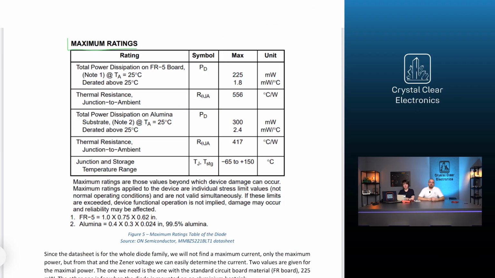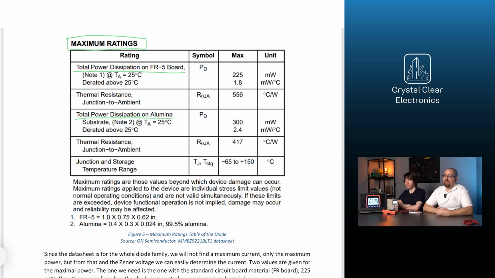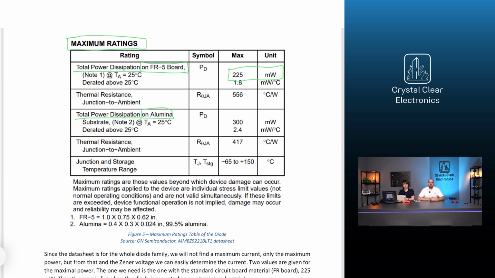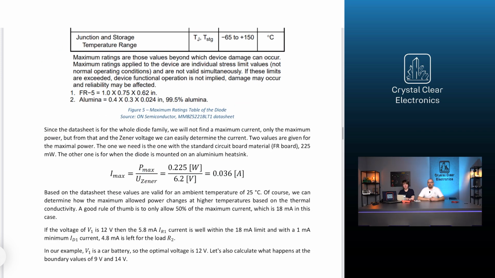Also, look at the maximum current that can flow through the diode without destroying it. To calculate this, you need to read the maximum rating section of the datasheet. Since the datasheet is for the whole diode family, we will not find the maximum current, only the maximum power, but from that and the Zener voltage we can easily determine the current. Two values are given for the maximal power. The one we need is the one with the standard circuit board material, which is 225 milliwatts. The other one is for when the diode is mounted on an aluminum heatsink.